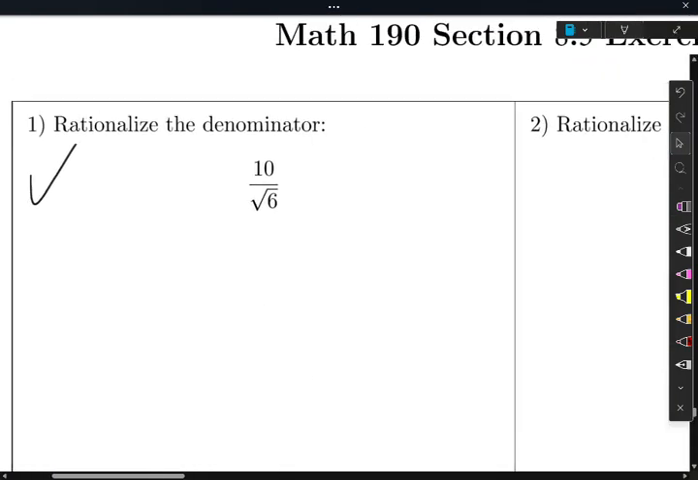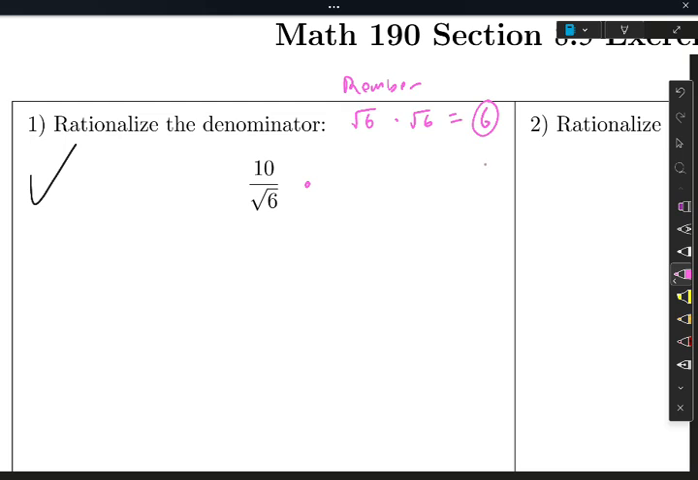All right, so we're going to rationalize this denominator right here. So we have 10 over the square root of 6. To rationalize, remember that this is a square root. So a square root times the exact same square root is just going to be whatever's underneath the radical. So that's just going to equal 6.